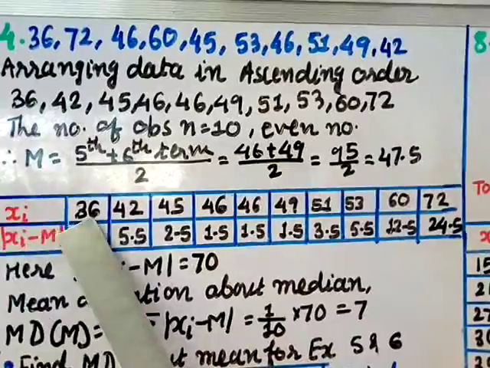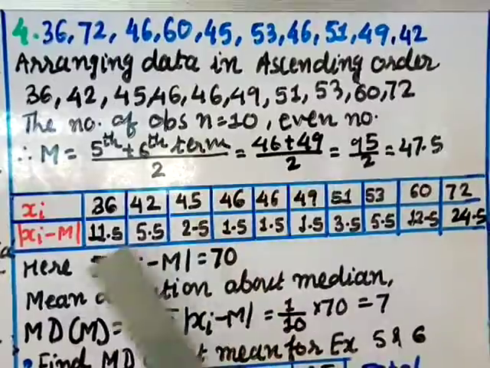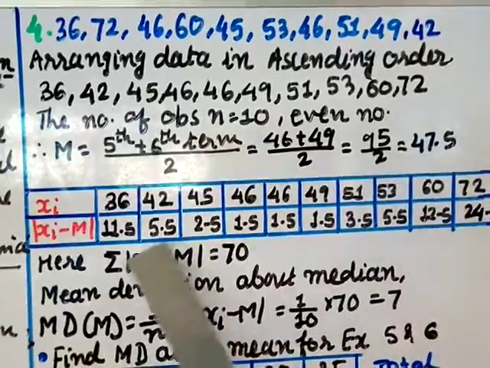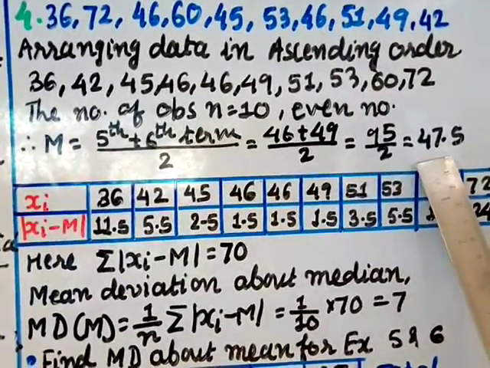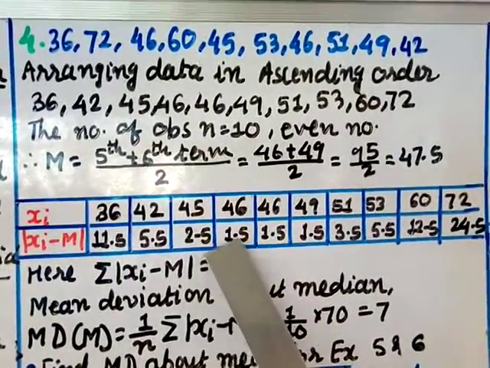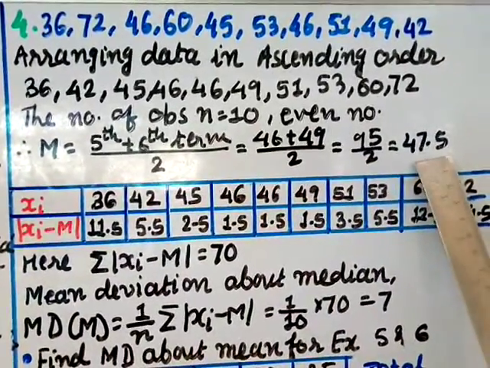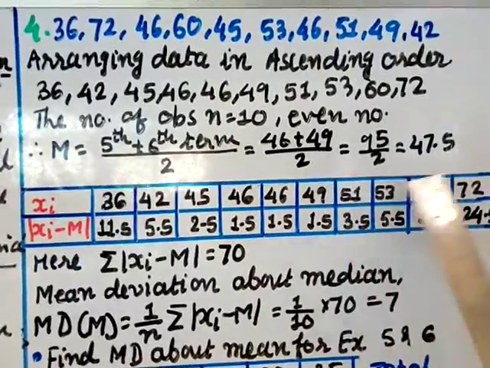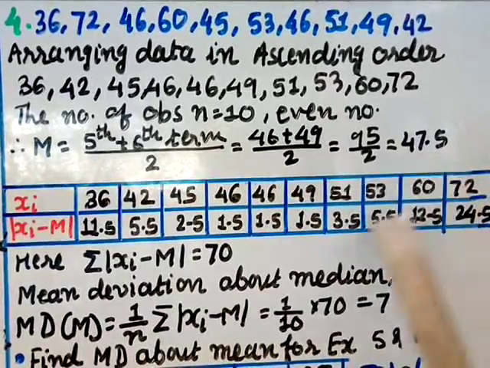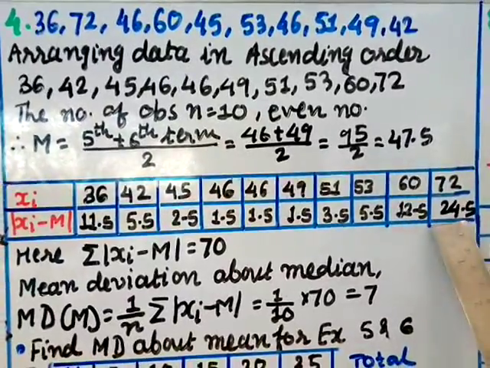So xi, that is 36 minus 47.5, gives you 11.5. 42 is negative, but because of modulus it is positive. 42 minus 47.5 gives you 5.5. 45 minus 47.5 gives you 2.5. 46 minus 47.5 is 1.5. 46, this is the same, so I am just writing it here. 49 minus 47.5 gives you 1.5. 51 minus 47.5 gives you 3.5. 53 minus 47.5 gives you 5.5. 60 minus this will give you 12.5, and 72 minus this gives you 24.5.